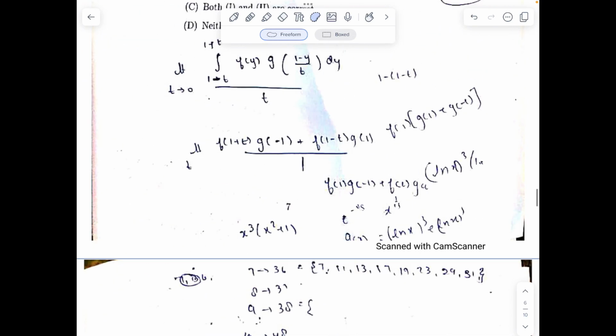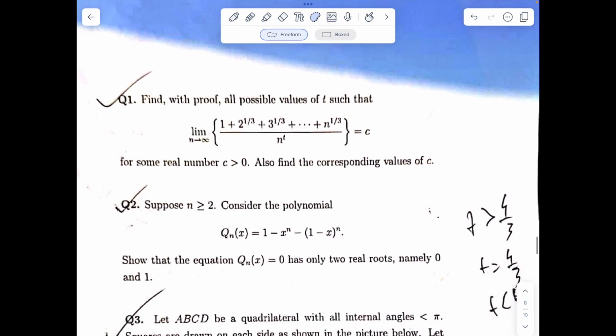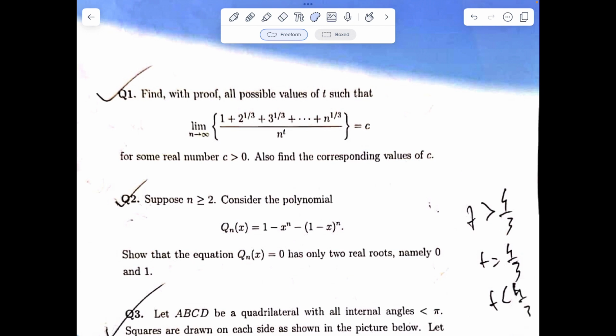So these are the subjective problems. Objective problems were also okay, not much difficult. Now find with proof all possible values of t such that this limit equals c for some real number c, and also find the corresponding value.